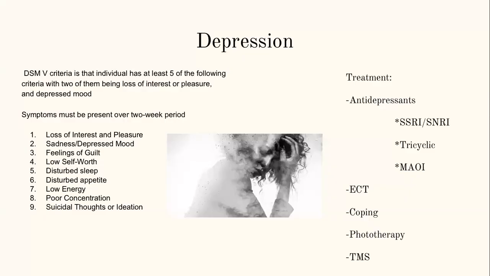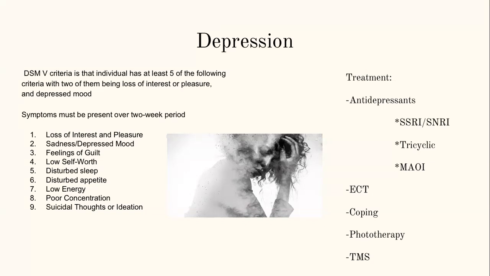Depression is one of the most common psychiatric disorders along with anxiety, and it's experienced by, I believe, 1 in 5 people at any given time. So the DSM-5, which is our diagnostic statistical manual that helps define the different symptoms and criteria for psychiatric disorders, states that individuals with depression have to have at least 5 of the 9 symptoms listed here, with at least 2 of them being loss of interest and pleasure and depressed mood.